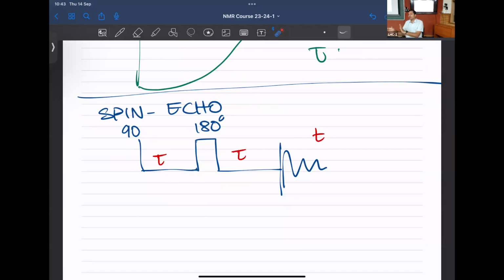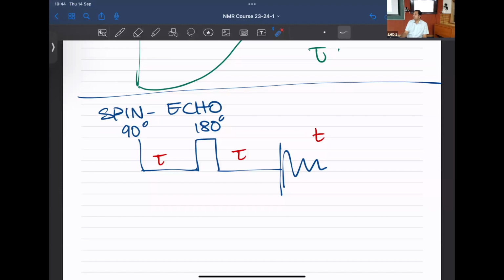How much you acquire depends on you. Yet again, we'll see how those things get decided after mid-sem. Okay, so anywhere you see a small alphabet, it indicates an evolution with respect to that. Anywhere you see tau or a capital T, that indicates a constant time duration. Okay, so this is an experiment where you start with a 90-degree pulse followed by a tau delay, then a 180-degree pulse and a tau delay again, and acquisition.